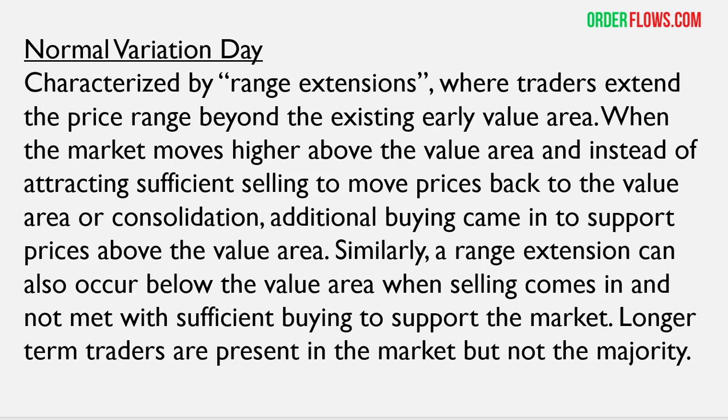The normal variation day is characterized by range extensions, where traders extend the price range beyond the existing early value area. So when the market moves higher above the value area, instead of attracting sufficient selling to move prices back to the value area or consolidation, you have additional buying coming in to support the prices above the value area. Similarly, a range extension can occur below the value area when selling comes in and it's not met with sufficient buying to support the market. Longer term traders are present in the market, but they're not necessarily the majority.